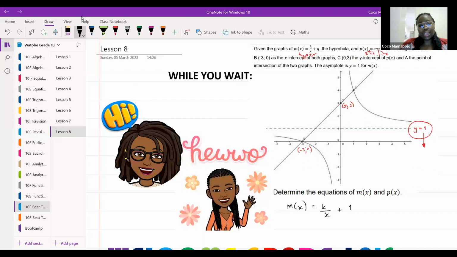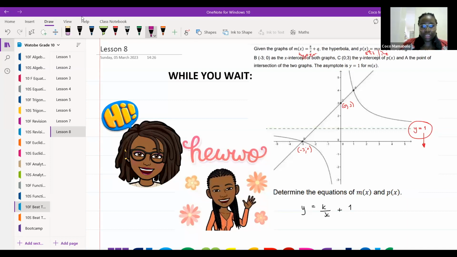Great. Now in order for us to find k, I'm going to replace this m of x quickly with just y. What do I need to do in order to find k, guys? What's the information they've given me? What else have they given me? Anybody remember? Has everybody forgotten how to do this?